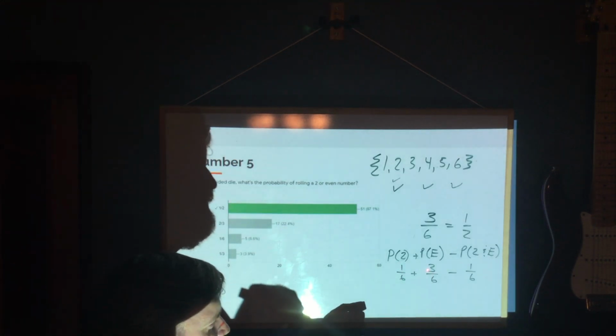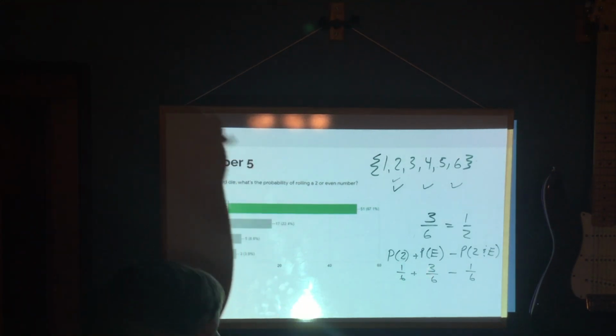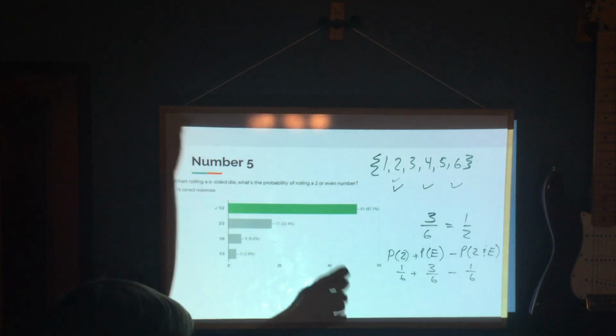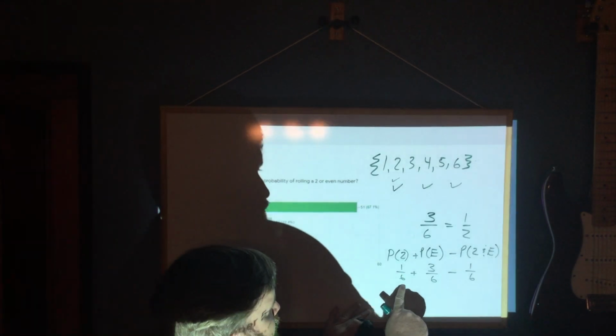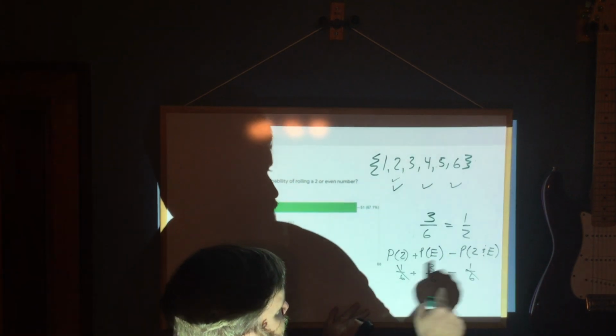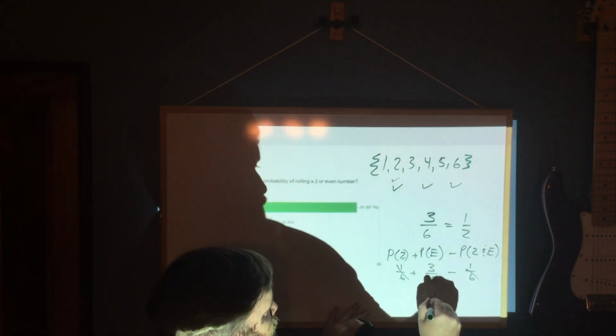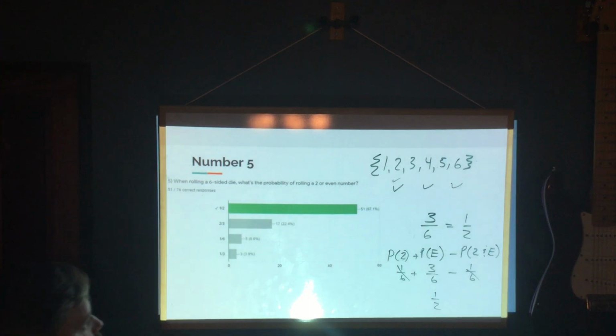There are 3 even, so the probability is 3 out of 6. And there's one of them that is both 2 and even, so you subtract it. And you can see 1/6 and negative 1/6. We're left with 3/6, which again is 1/2.